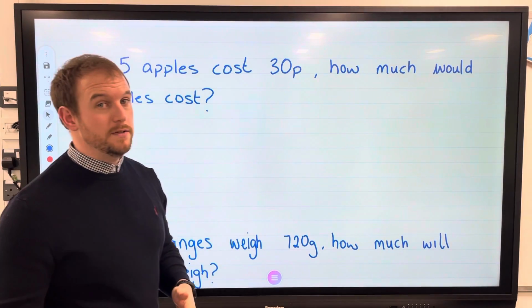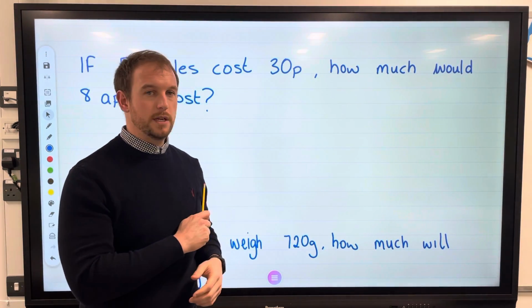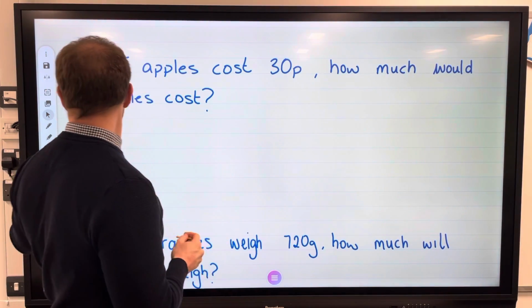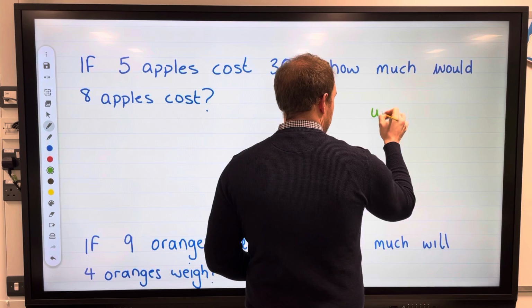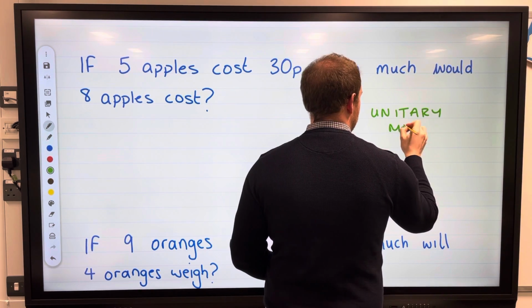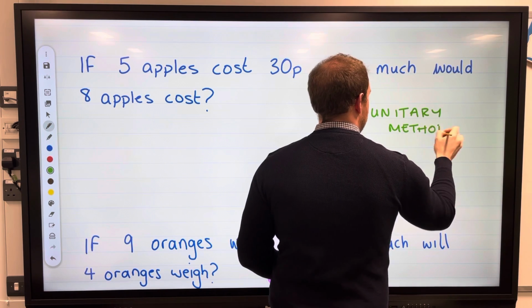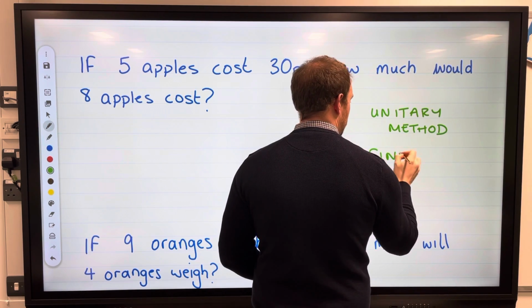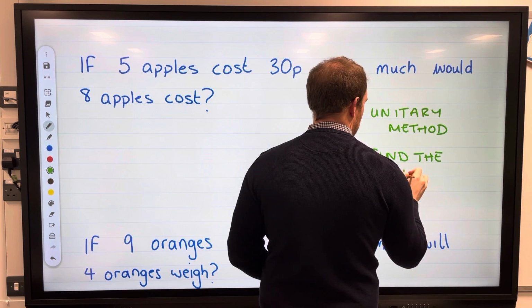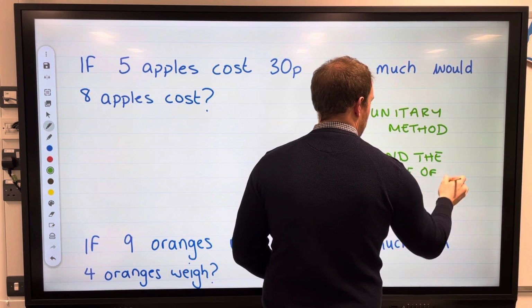There are different ways of doing this, but I'm going to show you a method that works every single time, regardless of the numbers. And it is called the Unitary Method. Now what that means is find the value of 1. Find the value of 1.